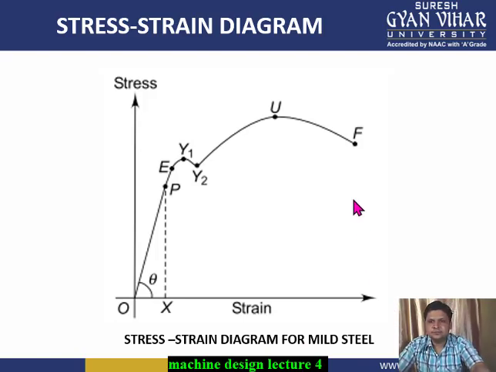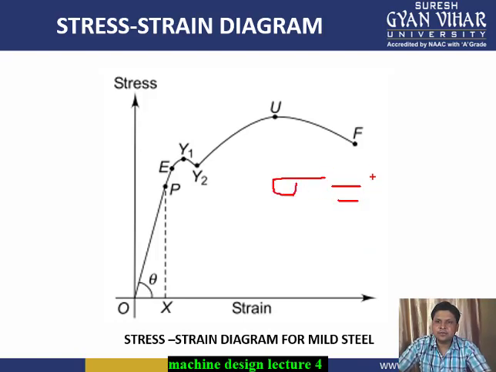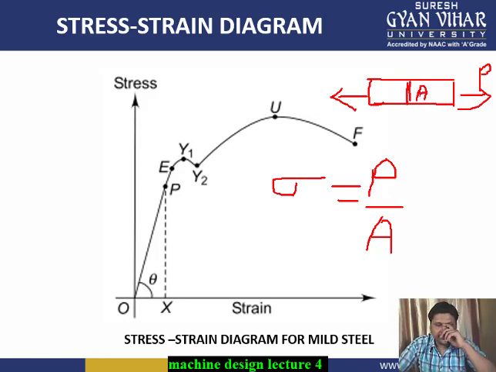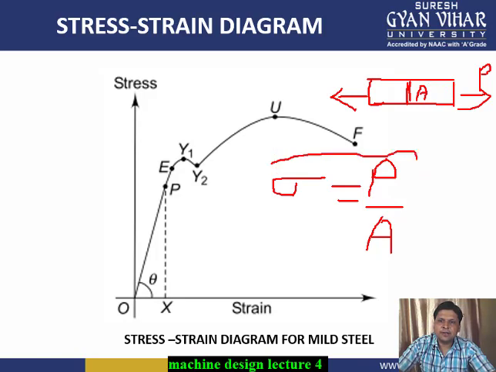So what will we write? You all know that stress is generally denoted by sigma, and that is equal to load. If you denote load by P, then load divided by cross sectional area A. If for example this is the specimen, and you are applying a load P on it, and A is the cross sectional area of this particular object, then your stress will be equal to load divided by area.